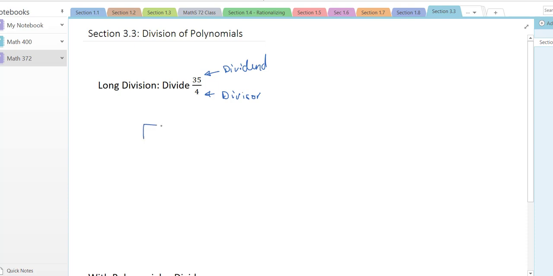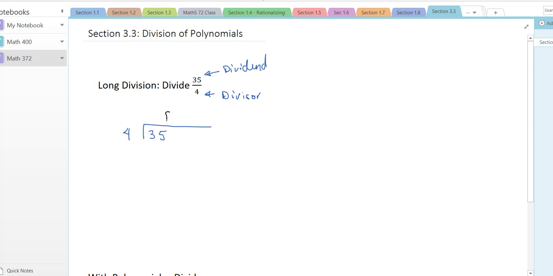So we do our little box here. The divisor goes on the outside, so I'm going to put 4 there, and the dividend goes on the inside. And then you usually check, does 4 go into 3, the tens digit here? No, it doesn't. So you take it as a double digit number, 35. Does 4 go into 35? Yes, and it goes in 8 times.